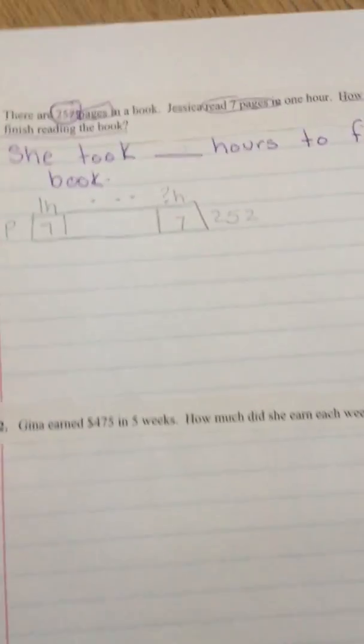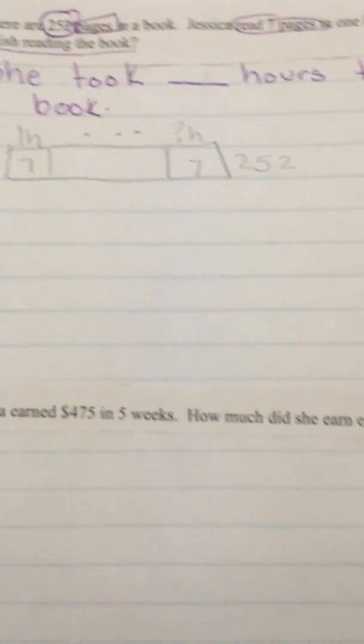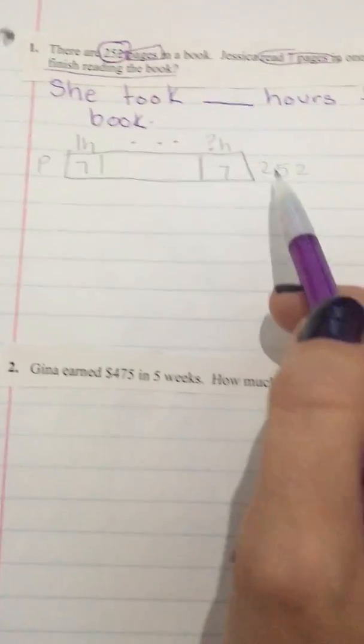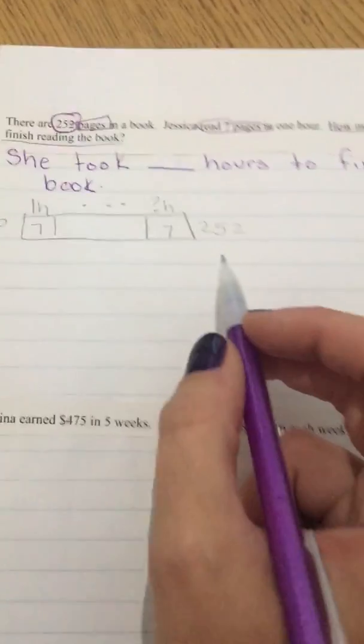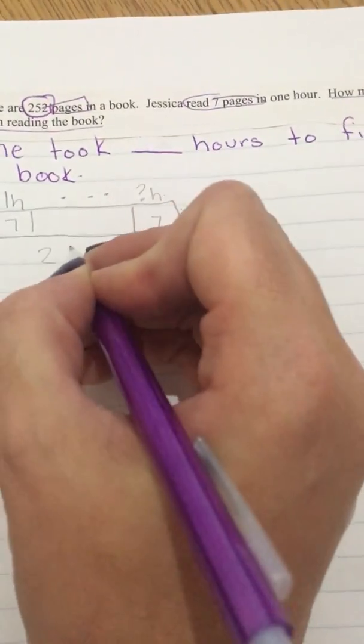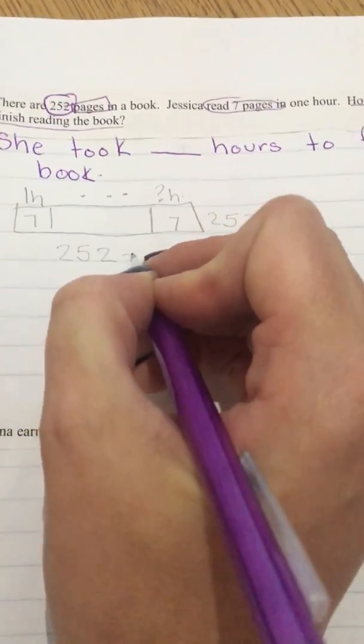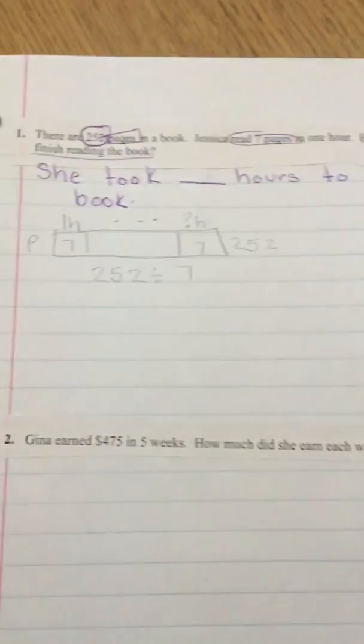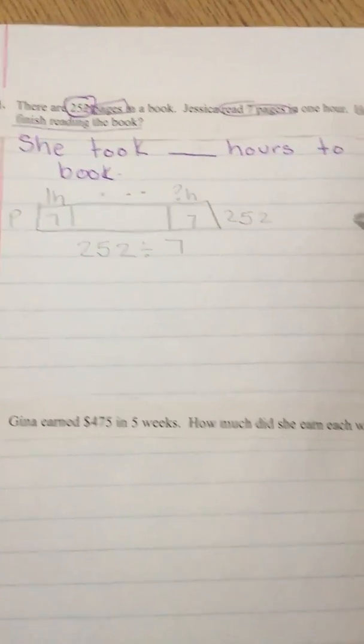But I know that in each hour, she reads 7 pages. So I'm looking for a smaller number. So I need to decide, am I subtracting or dividing? Well, I'm going to be dividing. So my equation is going to be 252 divided by 7. Now I have 2 ways to solve this. I'm going to first solve with the big 7.